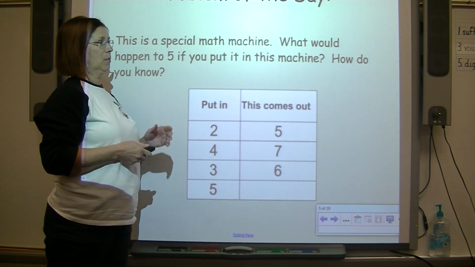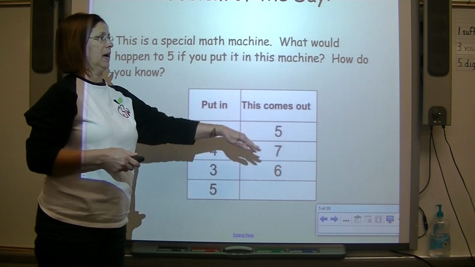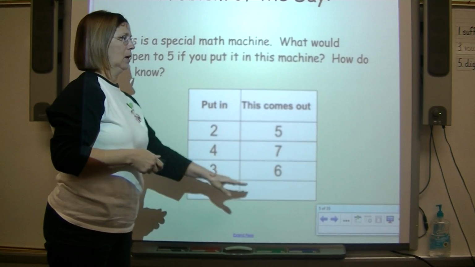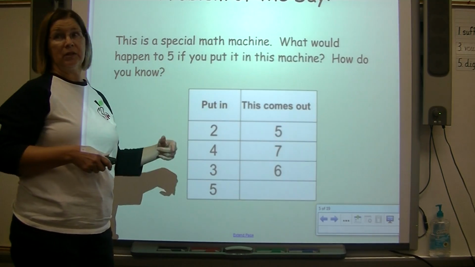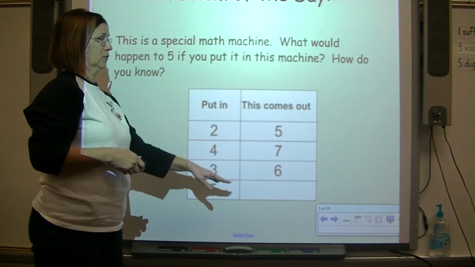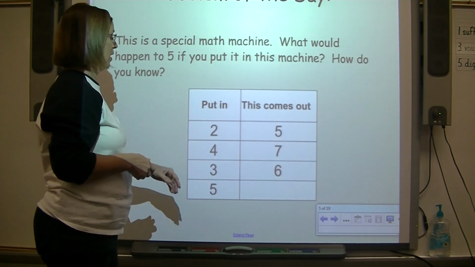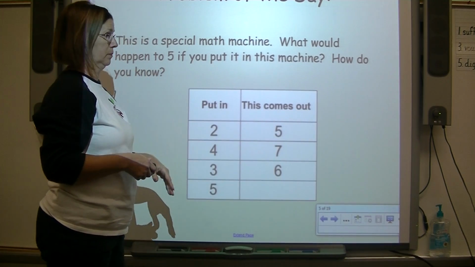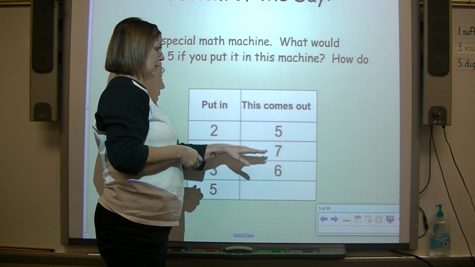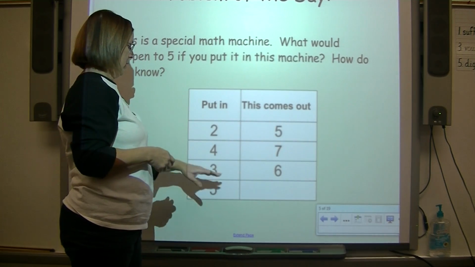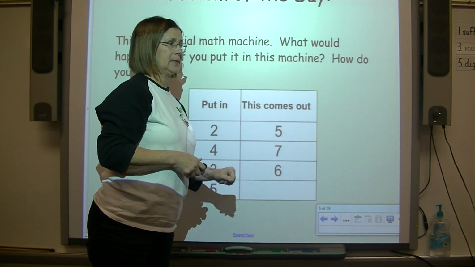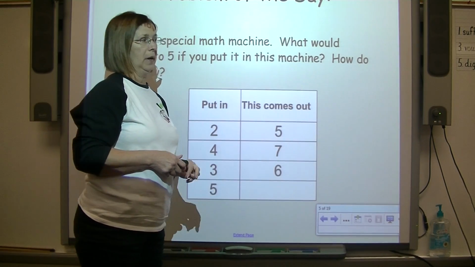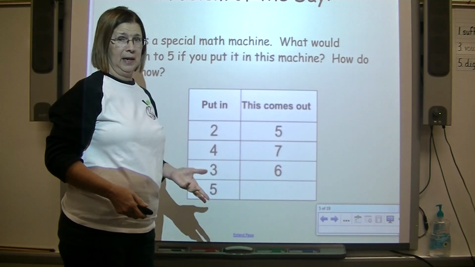Okay, let's look at our problem of the day. This is a special math machine. What's going to happen to 5 if you put it in this machine? What's going to come out? Well, first we need to study what we already have to figure out what should go right here. All right, if you put in a 2, then a 5 comes out. If you put in a 4, a 7 comes out. If you put in a 3, a 6 comes out. So now we have to figure out, if you put in a 5, what's going to come out? Well, how in the world are we going to do that?